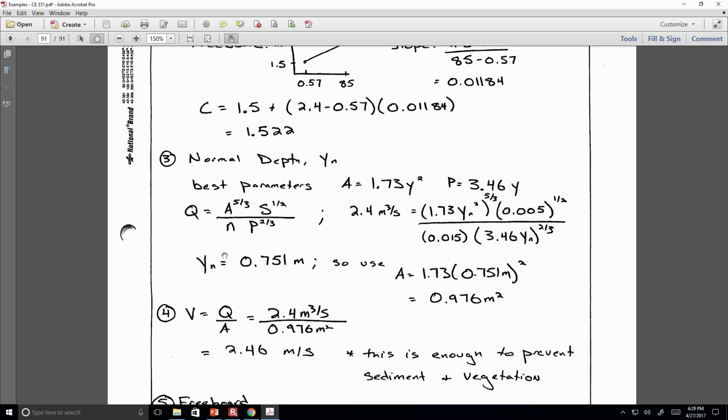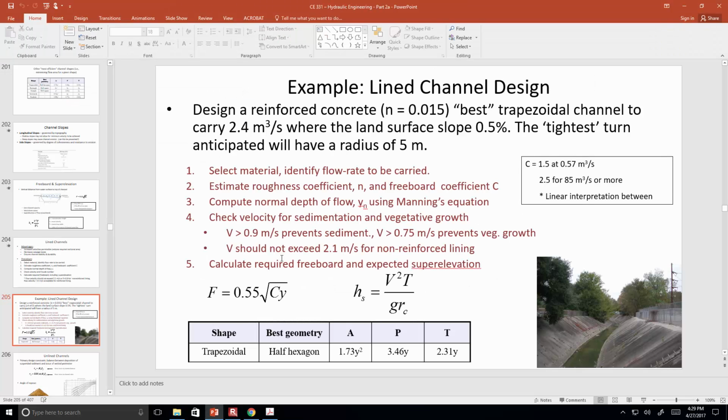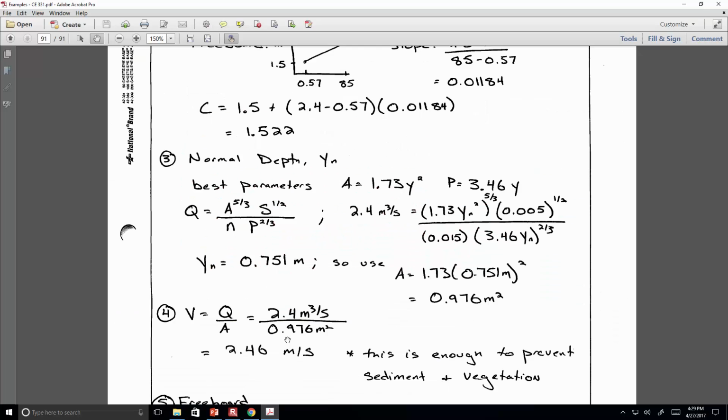All right, so we got the normal depth, 0.751 meters. And since we're trying to find the velocity, you can use that normal depth to find the area with these. So having the cross-sectional area calculated will allow us to find the velocity. It should be about 2.46 meters per second.